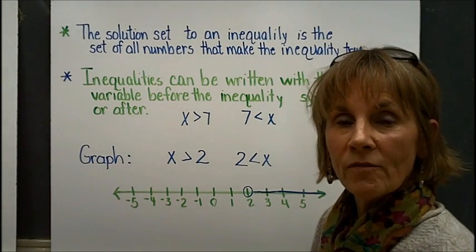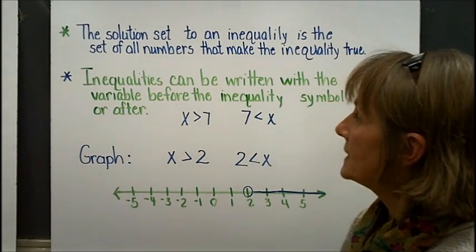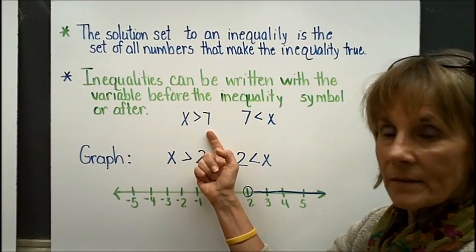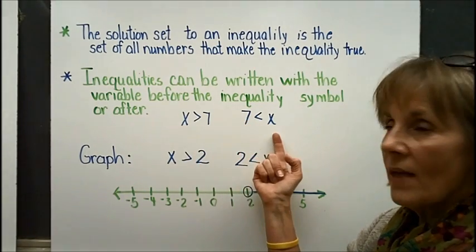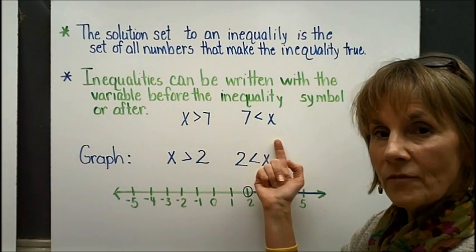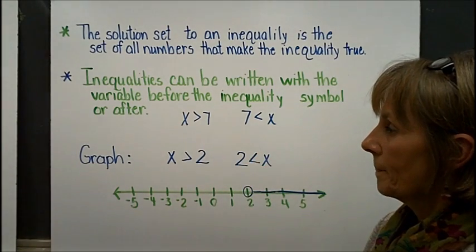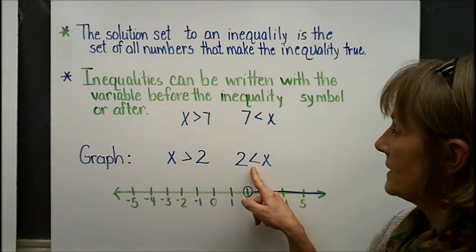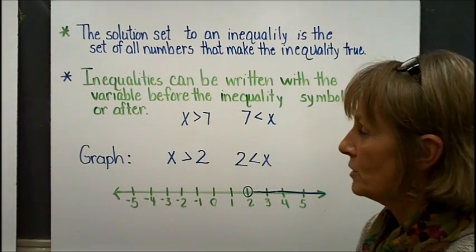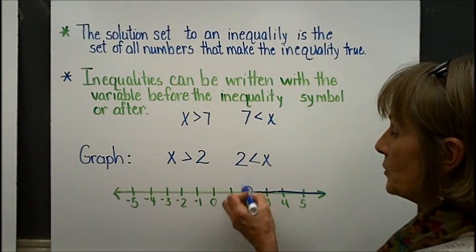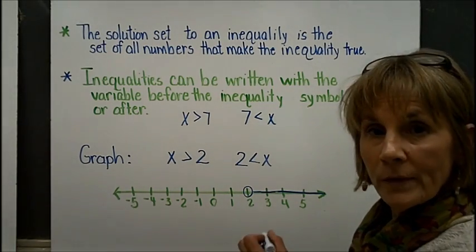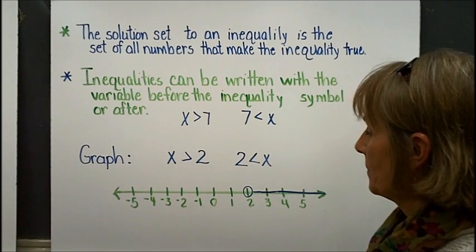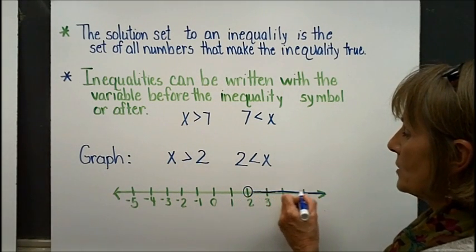Inequalities can be written with a variable before the inequality symbol or after. X is greater than 7 and 7 is less than X have the same set of numbers in the solution set. To graph X is greater than 2 or 2 is less than X, remember they have the same solution set, we put a circle at 2. It's an open circle because we're not using the equal to symbol in our greater than symbol. And our line is going in this direction.